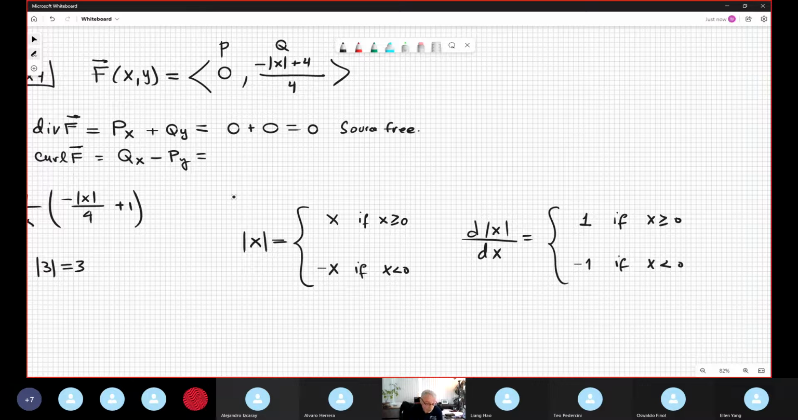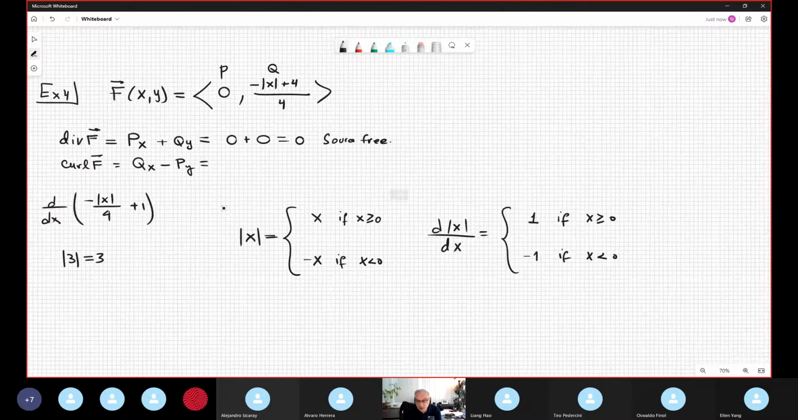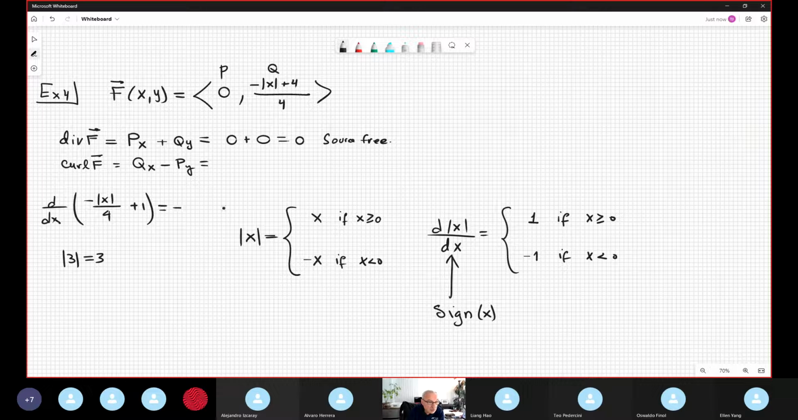Okay, and so now you can write like that. Look, this function is sometimes called the sign function of x, because it's a special function. When x is positive, the value is 1, and when x is negative, the value is negative 1. So this is equal to minus the derivative. I differentiate only the absolute value. Sign function of x divided by 4, and the derivative of 1 is 0. So this is the formula for the curl.